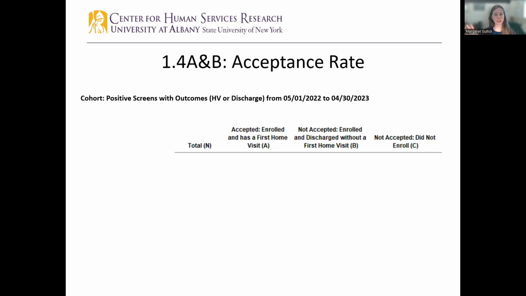All right, so now let's take a look at how the new acceptance rate report, the one-step acceptance rate report, is laid out. Very similar to before, but a couple of things to note. First, who's included? We're looking at positive screens, again, starting with that really wide pool with an outcome in the period. So we're not looking at anyone who has a positive screen and they just haven't fully made it through the process. We're looking at positive screens who have either gotten home visits, who have enrolled or not, or who have discharged. In this case, in the past year.